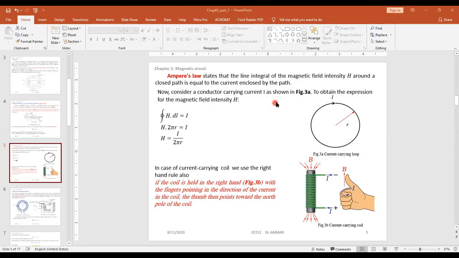Okay, sorry, let's take the pointer. The Ampere's law states that the line integral of H around the closed path is equal to the current enclosed by this path. Here I just give you an example. It's not necessarily that the path would be circular. When we integrate this expression, H dl equals I, the integral of dl is L, this path. Here we took a circular path, which is the circumference of this circle, 2 pi r. So let's go back to the board.